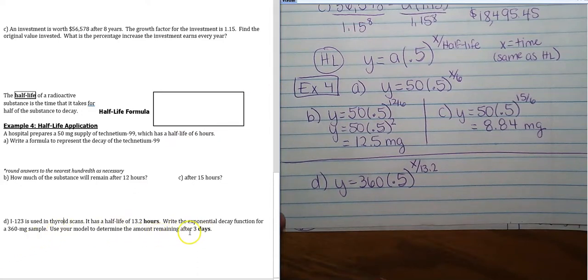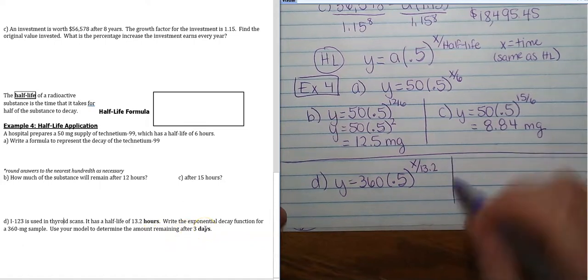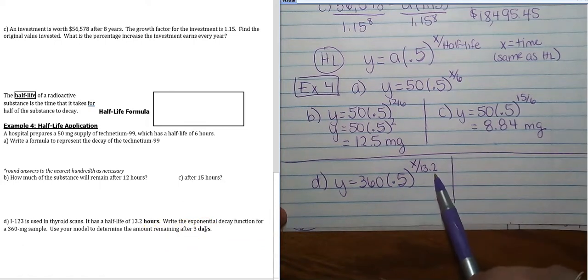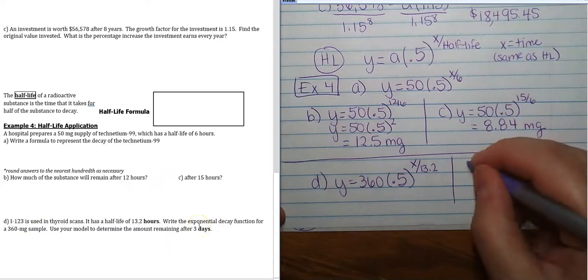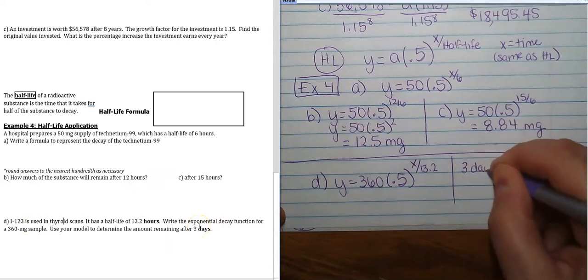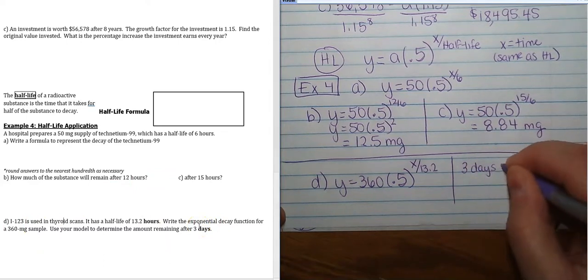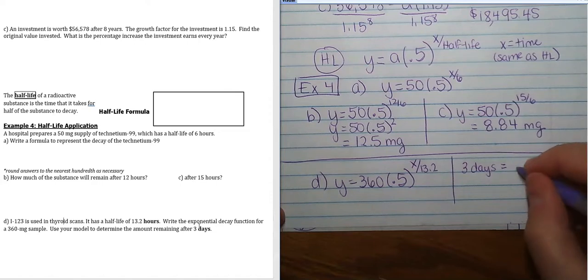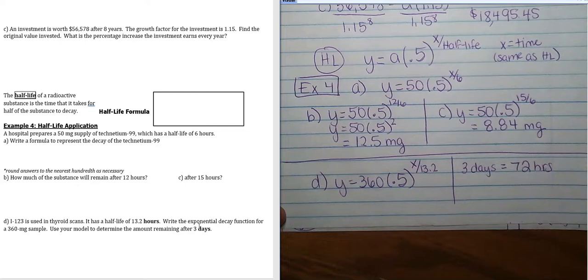Use your model to determine the amount remaining after 3 days. Now, this is what I was telling you. So our half-life is in hours. So what we plug in for X has to also be in hours. So I do sometimes have to do maybe a little conversion on these. So 3 days, each day is 24 hours. So this would be 72 hours. So I got to make sure I pay attention to that.